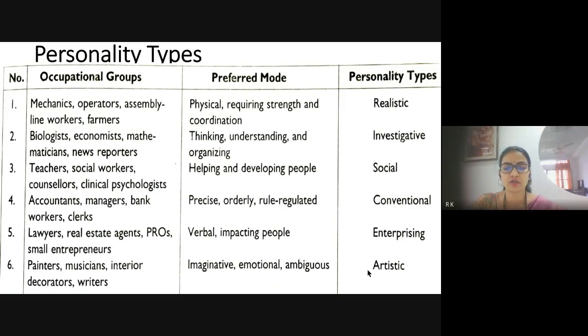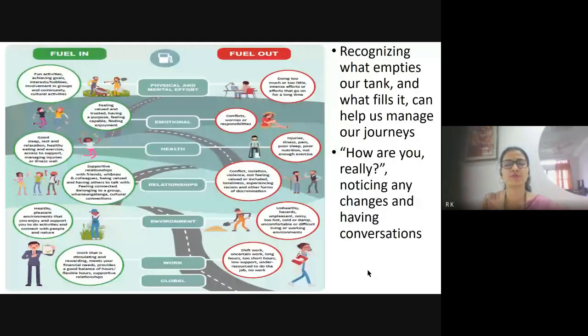There are the lawyers, real estate agents, public relations officers, and small entrepreneurs. These people prefer verbal communication, talking so much and impacting people. They have to attract and influence people. Their personality should be very enterprising. But is it really so? So stress and time management are directly proportional to the personality types.